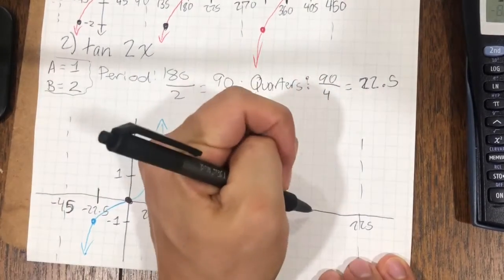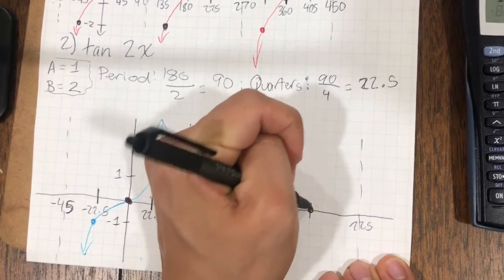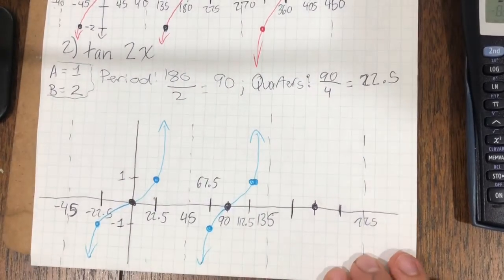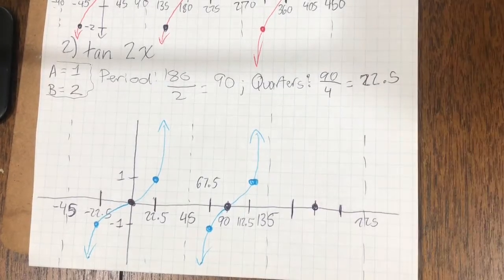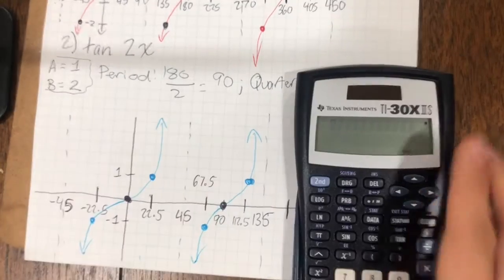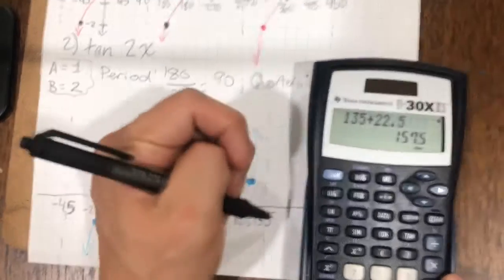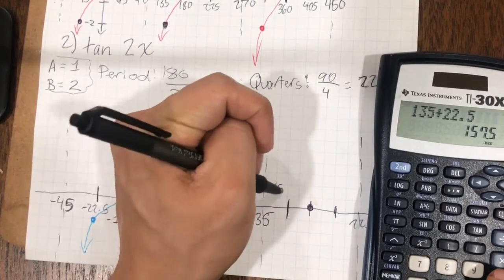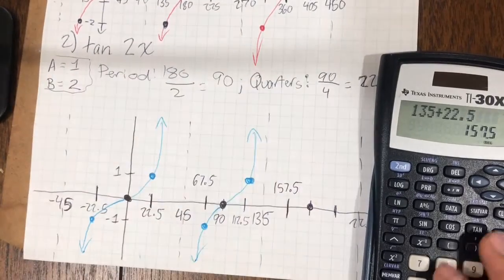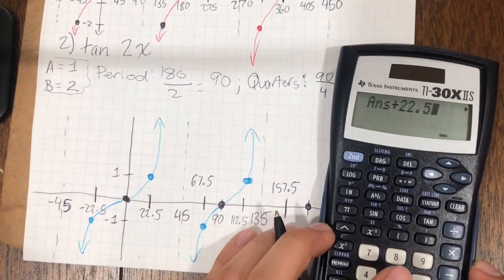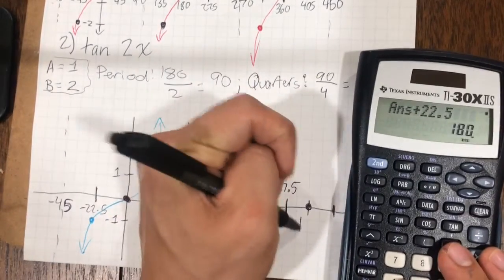I have the midpoint, and then I have my other two halves over here. All right, so now we're going to figure out what the rest of the x values are. So I'm going to take 135 and add it to 22.5. I get 157.5. All right, and then I take that and add it to another 22.5. That's going to give me 180.